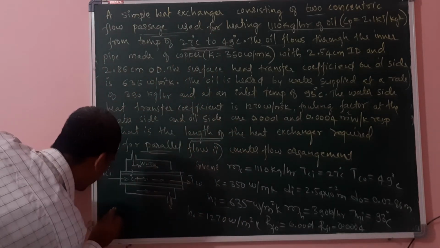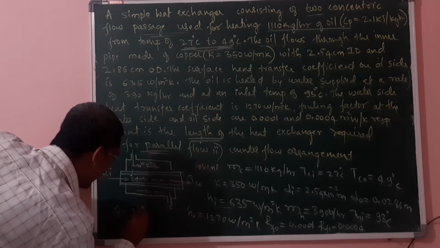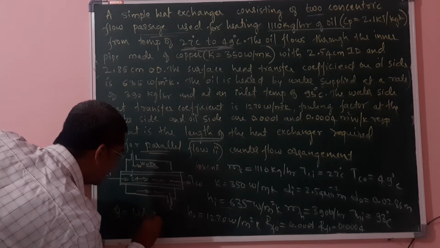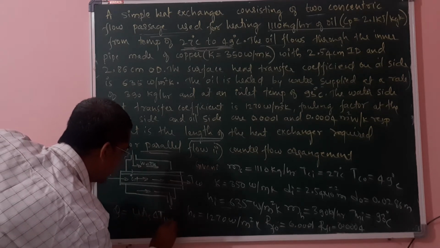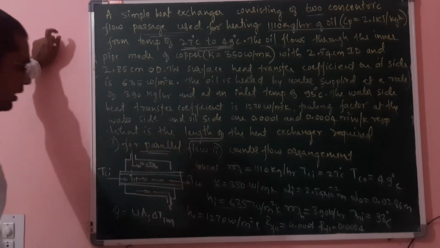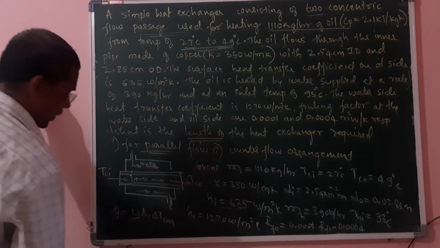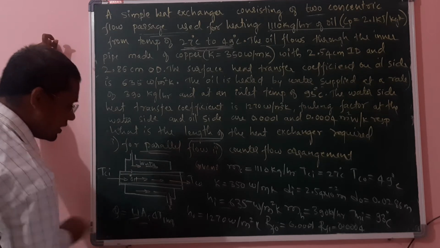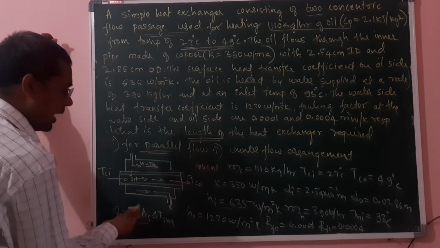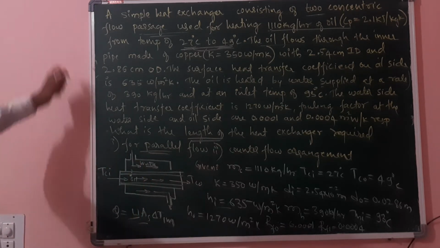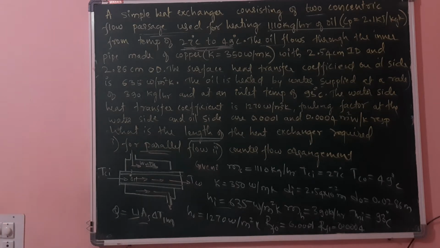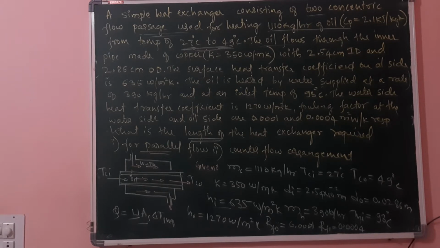Okay, we know one thing: Q is equal to UA into delta T LM. This delta T LM we can calculate. We will calculate U first, and we will calculate AS afterwards. Once we know AS, we can calculate the length of the pipe. Okay, that we can calculate.